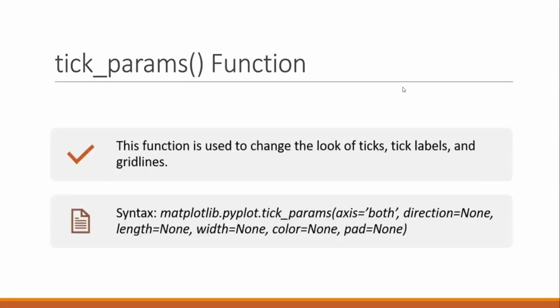But before we discuss these functions, I have one bonus function which is tick params. This function is used to change the look of the text, tick labels and grid lines, and the syntax of this function is matplotlib.pyplot.tick_params, and in parentheses we pass different parameters. The first one is axis, the next is direction, the next one is length, the next one is width, the other is color, and the last one is pad.